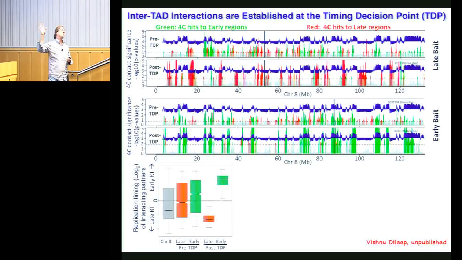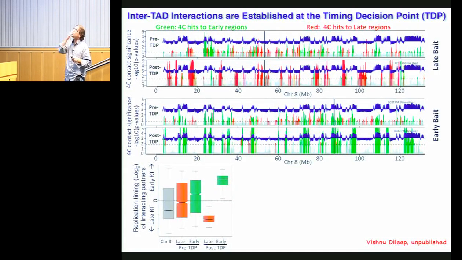And while we were carrying these experiments out, Job Dekker published, I think it was in Science, his study of metaphase chromosomes, showing that all of this TAD structure and inter-TAD interaction is lost during mitosis, at least the detectability of that is lost. So it had to be gained at some point. This slide looks rather busy, but it's going to become simple, I promise. In blue again is the replication timing, and we're looking in a single cell line now where we have done many years of DNA replication studies, and we know precisely when the timing decision point is in this cell line, which is a very nice cell line to synchronize. The blue replication timing is the same in all four of these plots. The top pair is a late bait, and the bottom pair is an early bait. What you're looking at are its interactors in the pre-TDP and post-TDP stages of the early G1 phase.